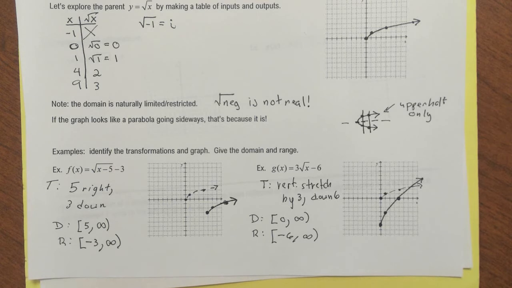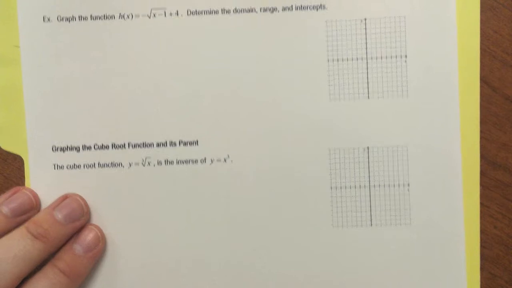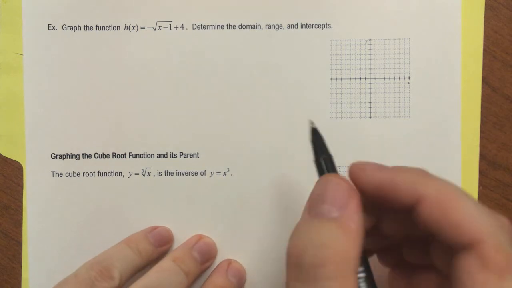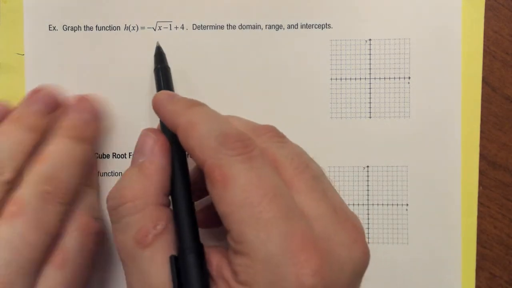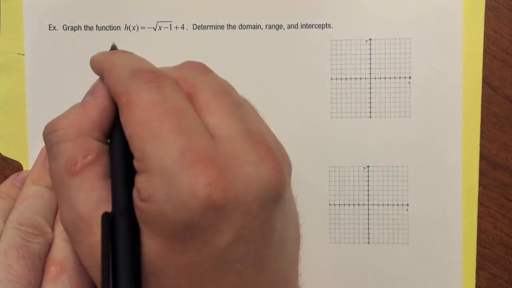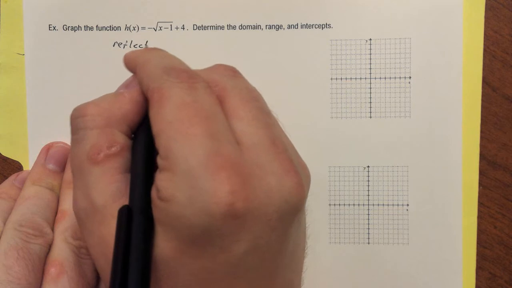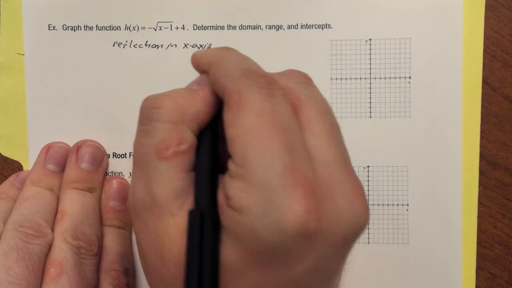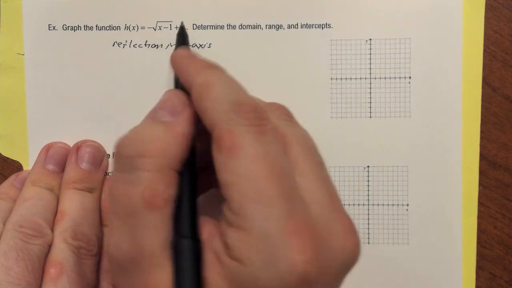Okay. Let's do one more example, and we'll talk about cube root functions. Here, I wish to graph the function h of x equals negative the square root of x minus 1 plus 4. So, as I'm doing this, I have to think about this carefully. I can see that I have a reflection in the x-axis. I can see that I am translating 1 to the right and 4 up.